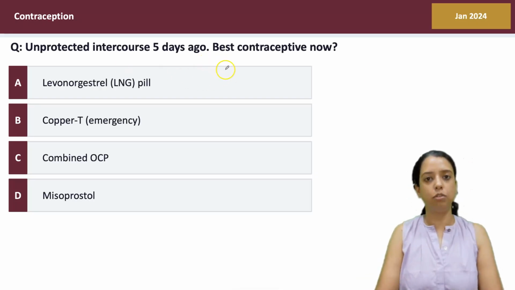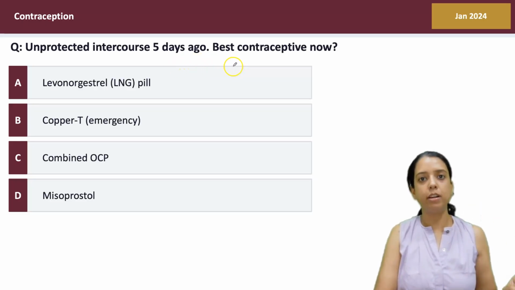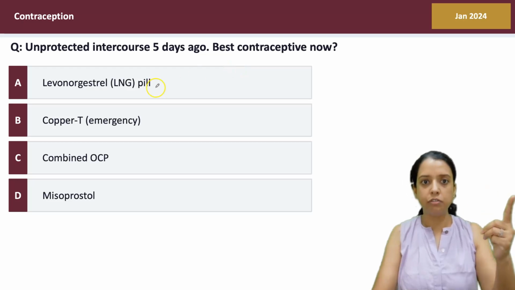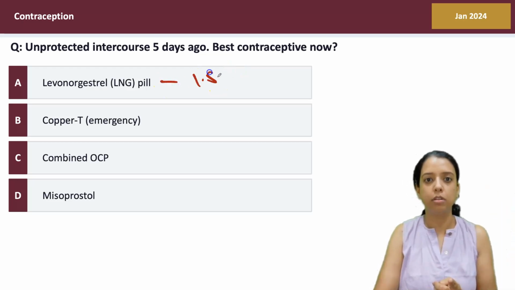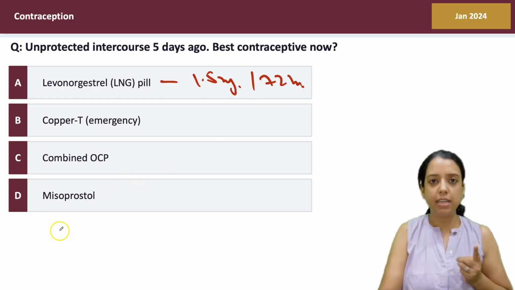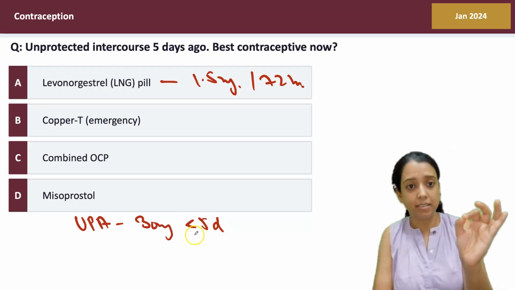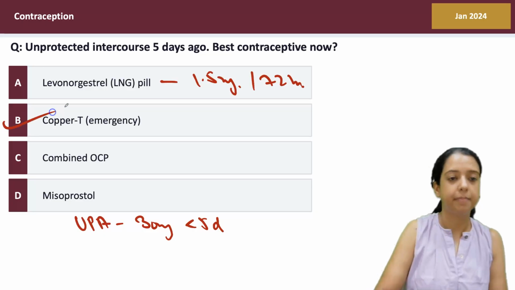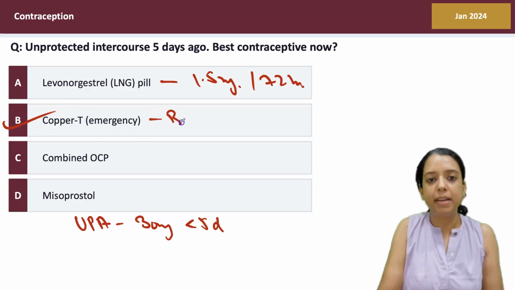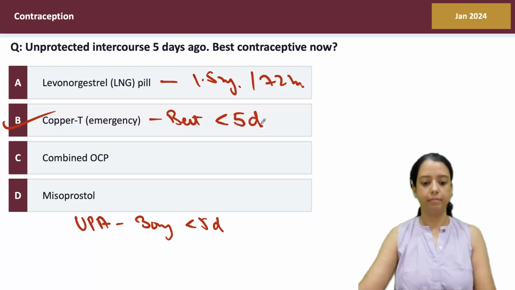Unprotected intercourse, within 5 days at best. That means you need an emergency contraceptive. Emergency contraceptives are 3 types. Levonorgestrel pill. How much is the dose? 1.5 milligram within 72 hours. Next is ulipristal 30 milligram within 5 days. But the best is copper. Copper T is the best emergency contraceptive, given within 5 days.